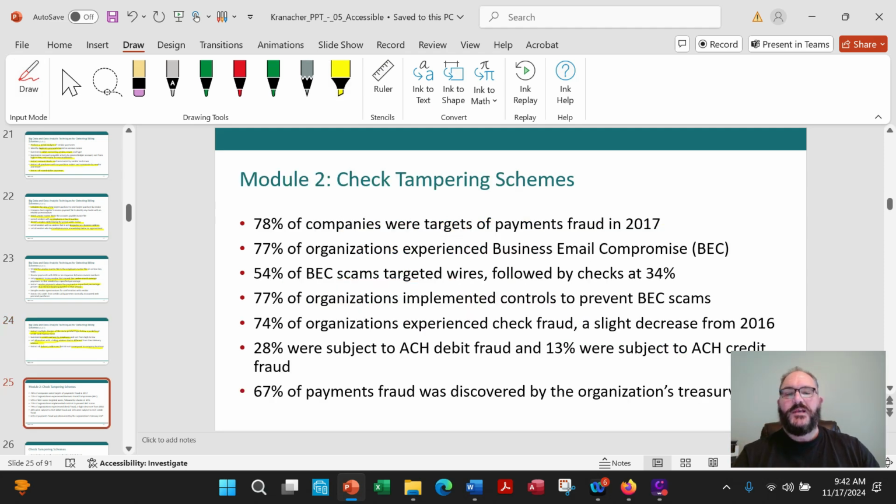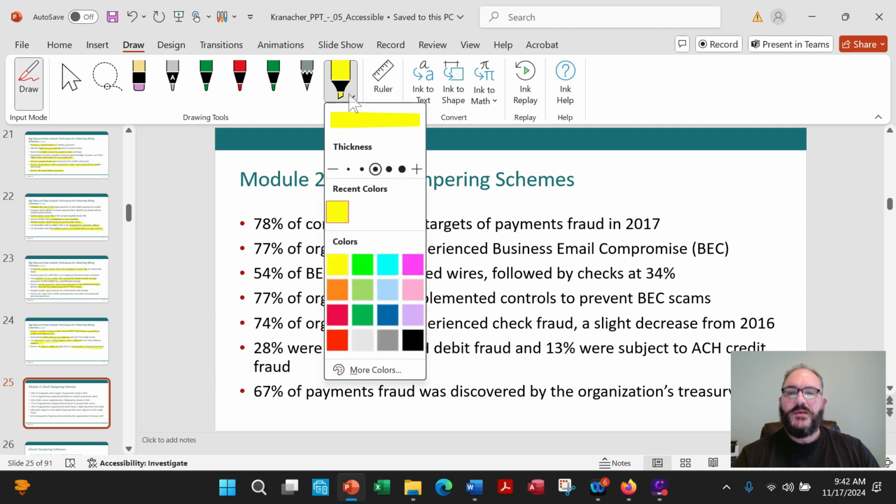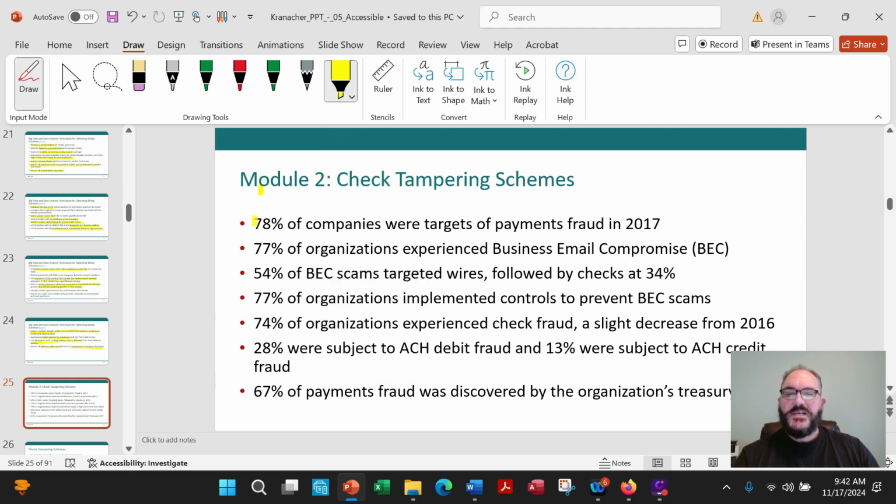By the way, here are some check tampering schemes. Now we're going to take a look. We're switching over to tampering checks. 78% of companies were targets of payment fraud in 2017. Whoa, 78%, that's crazy. 77% experienced business email compromise. That happens a lot. Some of them did wires followed by checks. 77% of companies implemented internal controls. ACH debit fraud, ACH credit fraud. 67% of the frauds were discovered by the organization's treasury staff. Oof. So you can see there's a lot of fraudulent activity going on.